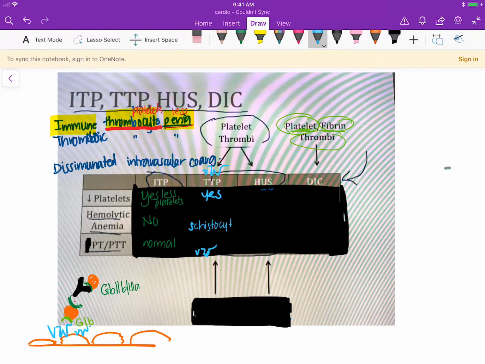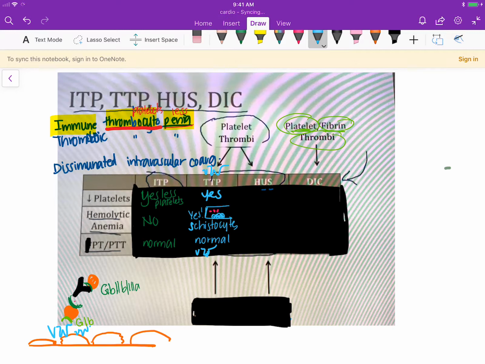Because what happens is that as these red blood cells are passing through a big thrombus material, these little red blood cells are eventually going to be deformed. So that's why you get schistocytes. Do you get an anemia? Yes. What's happening to the PT or PTT? Well, you're still not doing anything to the coagulation factor, so they are going to be normal.